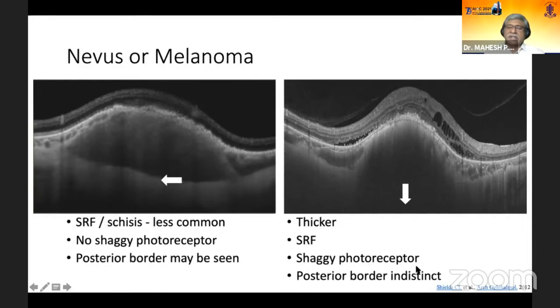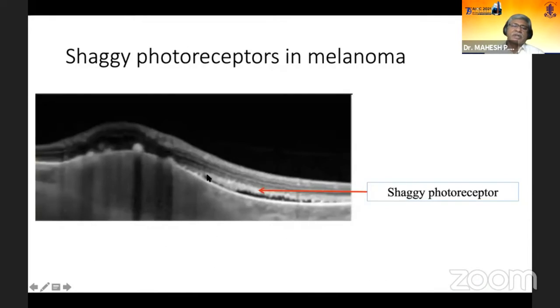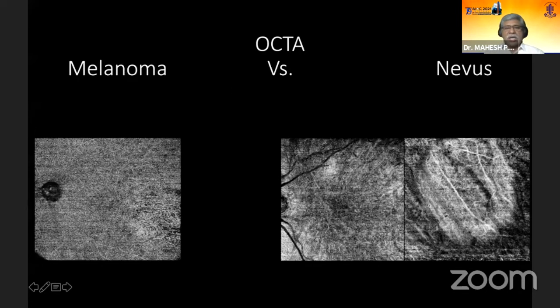And associated changes like shaggy photoreceptors, as we call them, can be seen in a melanoma. So in a small lesion which cannot be picked up on ultrasonography, OCT can give us clues about whether it's a nevus converting to a melanoma or not. And an OCT angiogram also gives us clues if a nevus is converting into a melanoma.